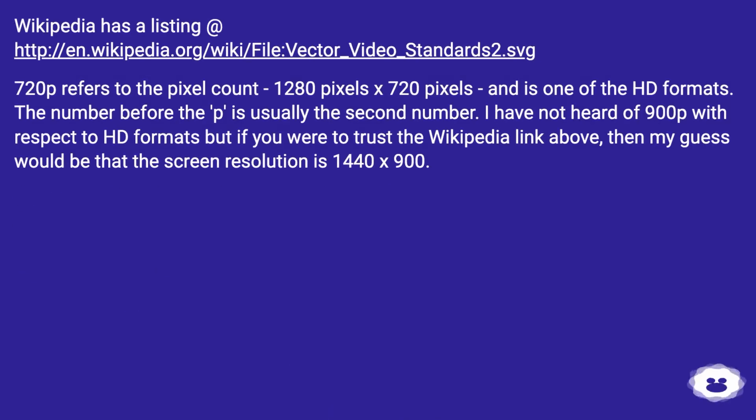Wikipedia has a listing at this URL. 720p refers to the pixel count, 1280 pixels by 720 pixels, and is one of the HD formats. The number before the P is usually the second number. I have not heard of 900p with respect to HD formats, but if you were to trust the Wikipedia link above, then my guess would be that the screen resolution is 1440 by 900.